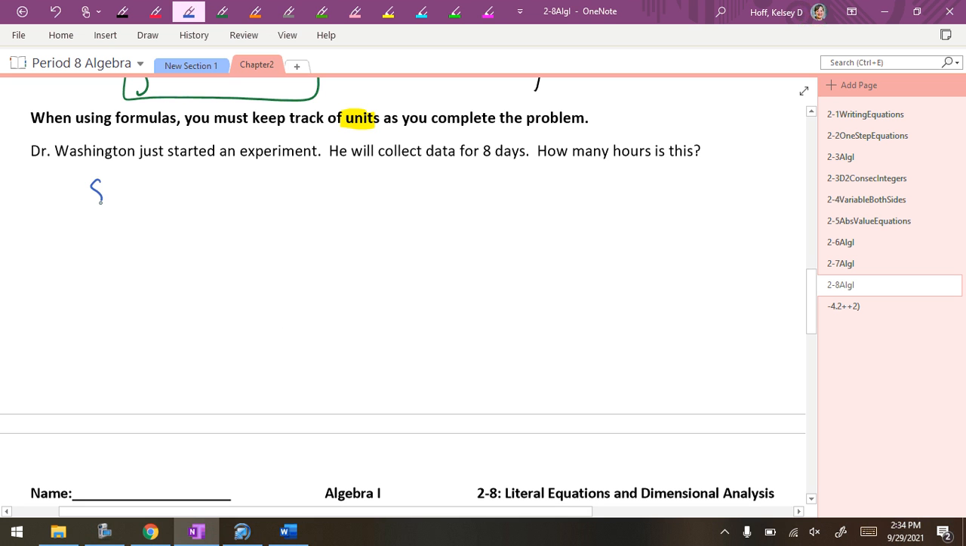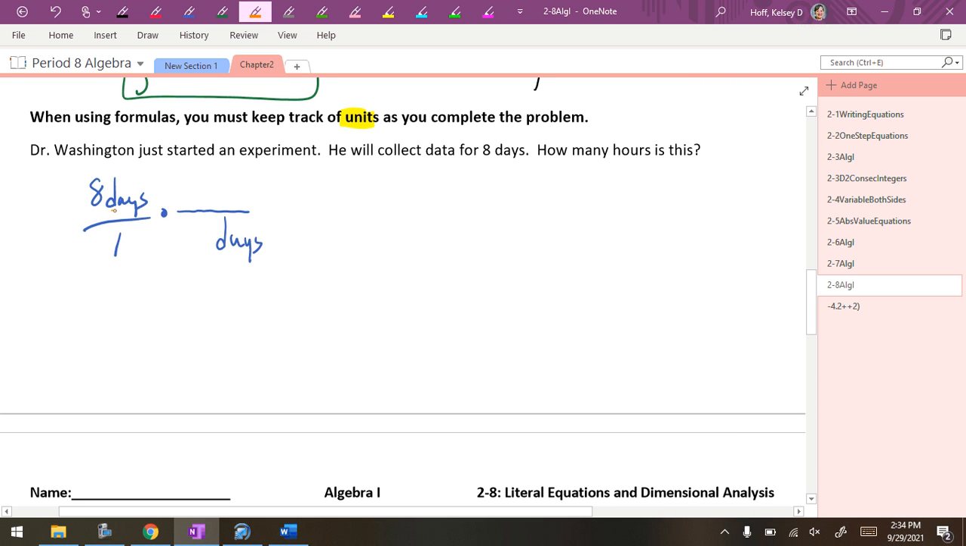8 days. And I'm going to put 8 days over 1. And you're thinking, why are we making a fraction? We need to cancel days. And we're going to change it to hours. Okay? So we need to multiply by something. Currently, days is in the numerator. If I put days in the denominator, they cancel. Agreed? Okay? And we said we were converting days to hours.